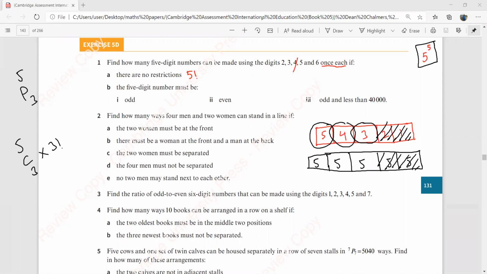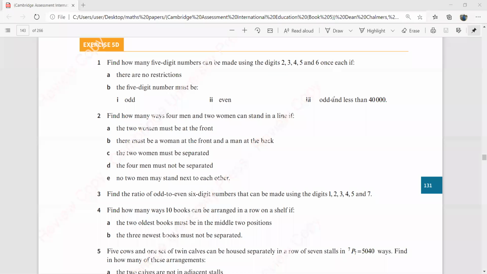It says the 5-digit number must be odd. The 5-digit number must be odd. Now, there is a restriction over here. It says the 5-digit number must be odd. You see, now there is a condition on this last digit over here.